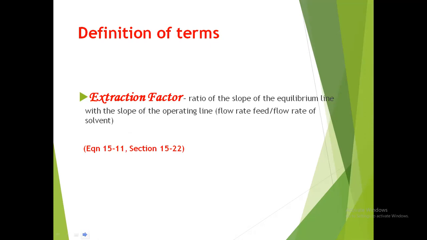Now we have the extraction factor. So it's the ratio of the slope of the equilibrium line to the slope of the operating lines. Again, we have operating lines in the previous unit processes discussed. In here, we also have that, and we also have the equilibrium line. Or it could be the flow rate of the feed divided by the flow rate of the solvent. The flow rate of the feed, the phase that contains the component of interest, divided by the flow rate of the separating agent or your solvent.